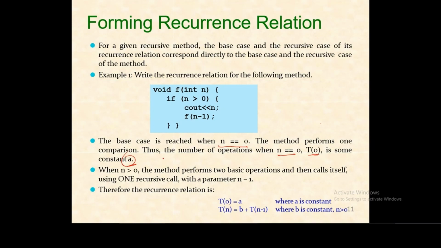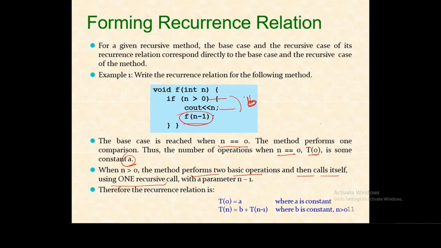And for the rest of the cases, when n is greater than 0, the method performs two basic operations and then calls itself using one recursive call. So this is the recursive call, this is the one basic operation, this is the second basic operation. We can denote them by a constant b, and this is the recursive function.